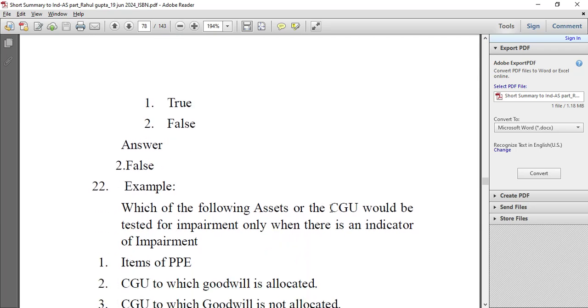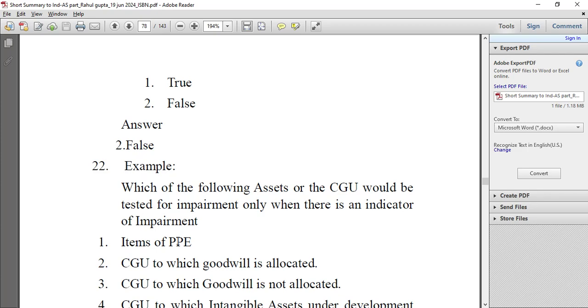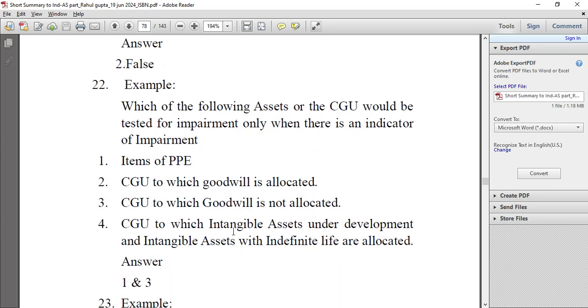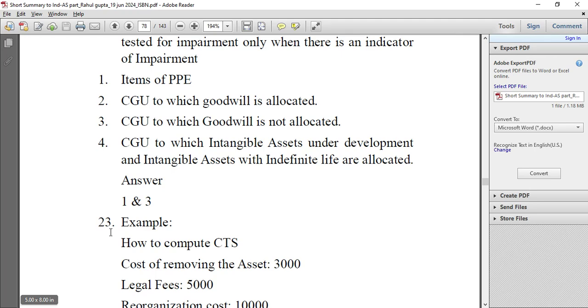Example, which of the following assets or the CGU would be tested for impairment only when there is an indicator of impairment? 1. Items of PPE, 2. CGU to which goodwill is allocated, 3. CGU to which goodwill is not allocated, 4. CGU to which intangible assets under development and intangible assets with indefinite life are allocated. Answer is 1 and 3: items of PPE and CGU to which goodwill is not allocated.